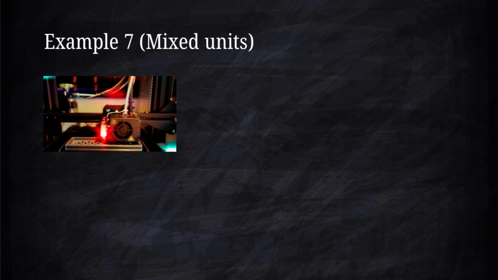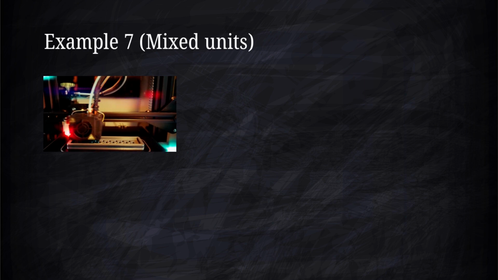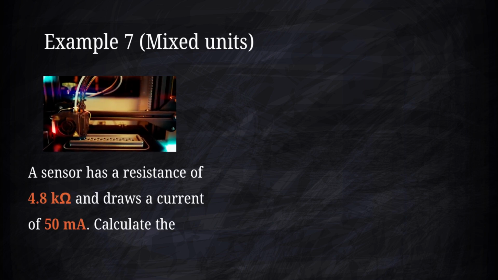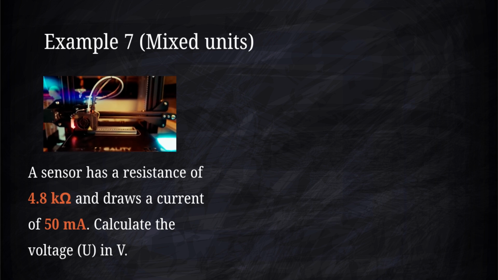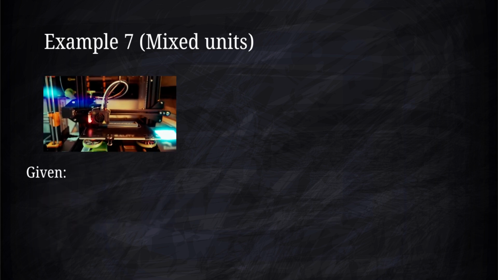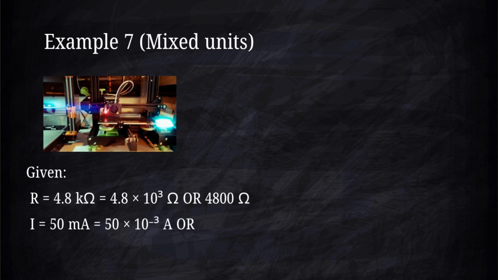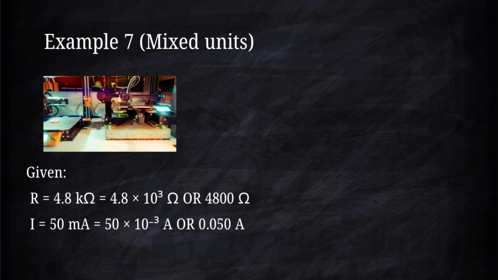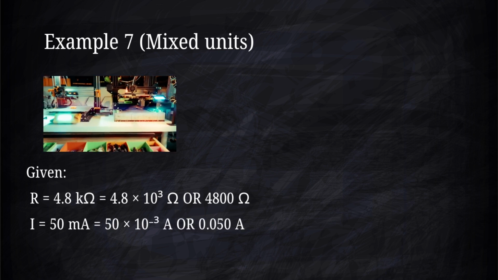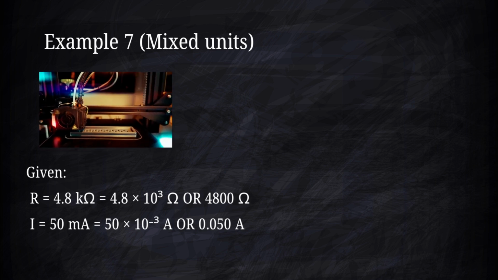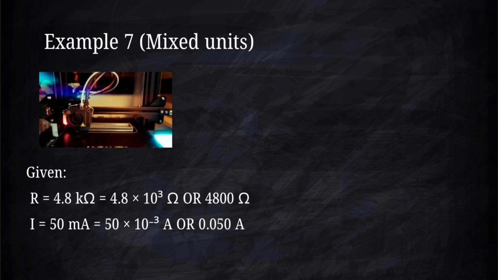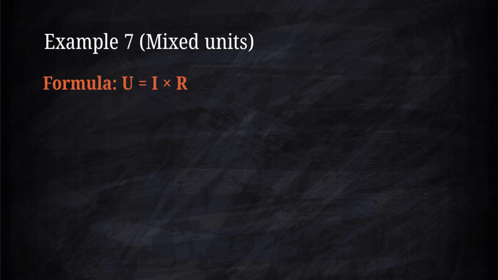Example 7, mixed units. A sensor has a resistance of 4.8 kilo ohms and draws a current of 50 milliamps. Calculate the voltage, U, in volts. The given values are, resistance, R, equals 4.8 kilo ohms, which is 4.8 times 10 to the power of 3 ohms, and current, I, equals 50 milliamps, which is 50 times 10 to the power of minus 3 amps. The formula is voltage equals current times resistance.